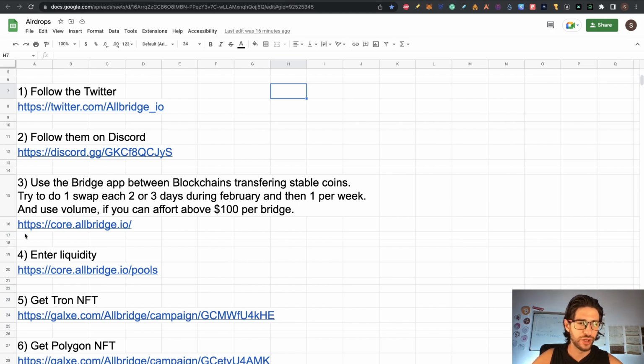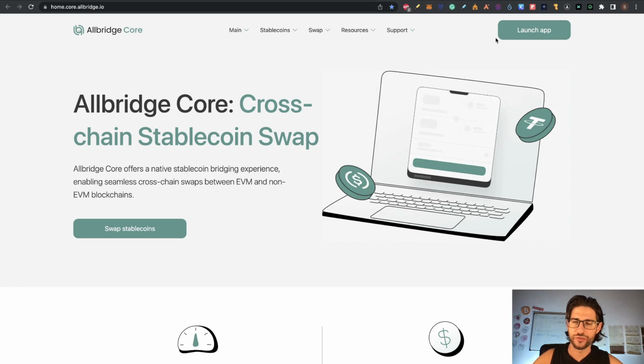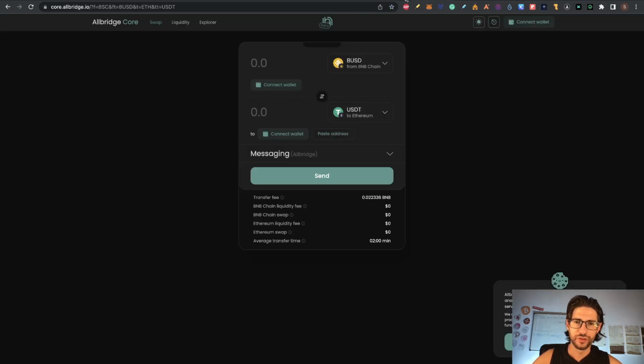So go to the link core.allbridge.io, or from the homepage of Core you go to launch app. Once you are here, you can connect your wallet, and like in any other bridge, you will select your source bridge. Here you can put different wallets from where you want to send to what wallet you want to send. Doesn't need to be the same wallet.